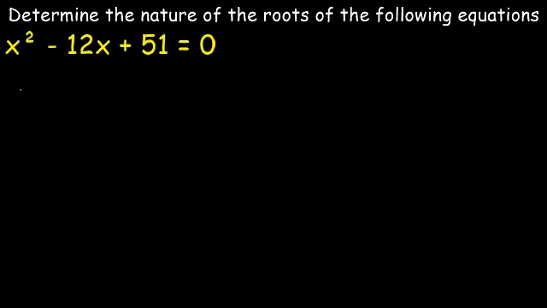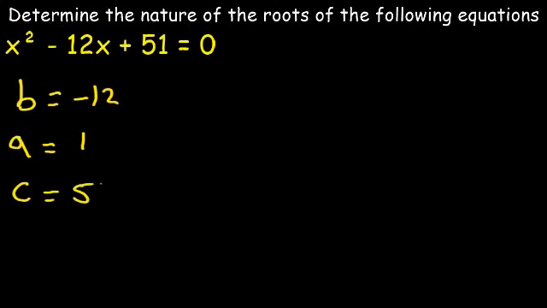Now, what exactly is our b? We know that b will be the coefficient of x. The coefficient of x here is minus 12. And a will be the coefficient of x squared. The coefficient of x squared in this problem is 1, and c will be the constant value that is not associated with any variable. In this problem, c is equal to 51.